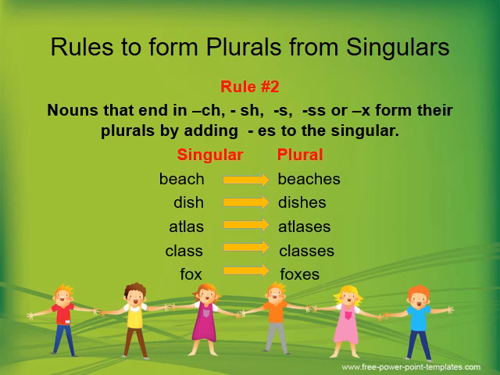Fox. Fox is a singular noun that ends in x. So what is the plural form of fox? It is foxes, which is formed by adding es in the end according to rule number 2.